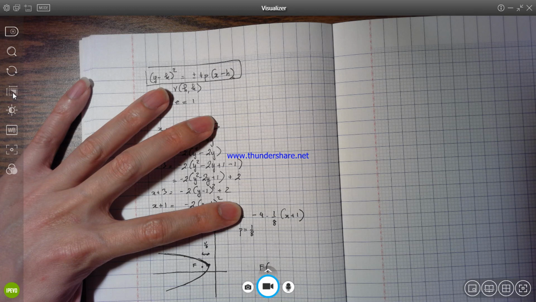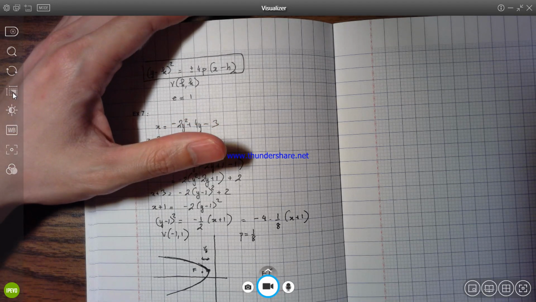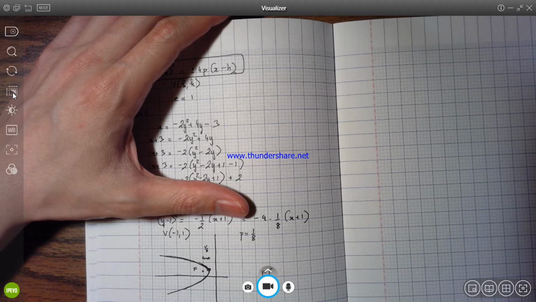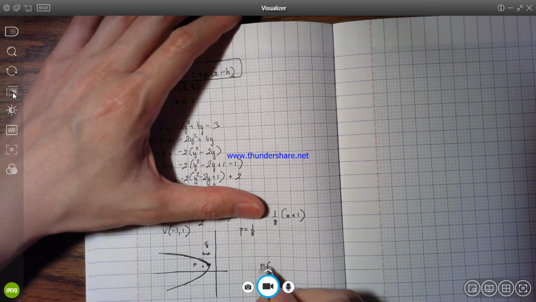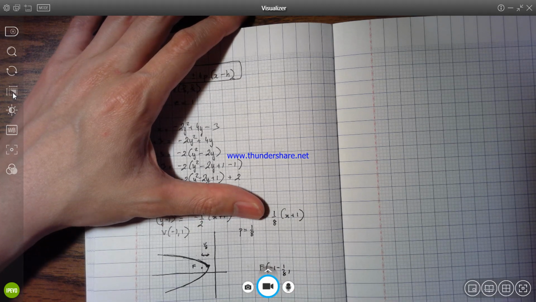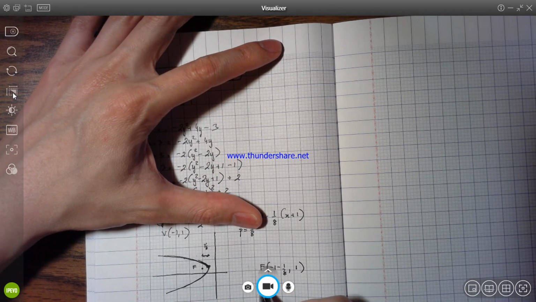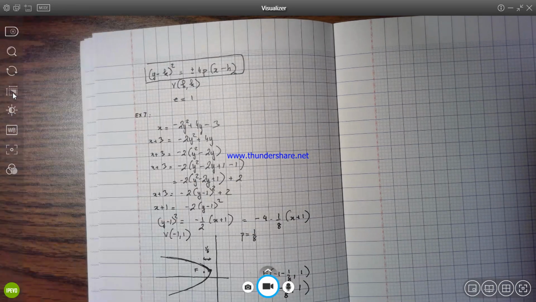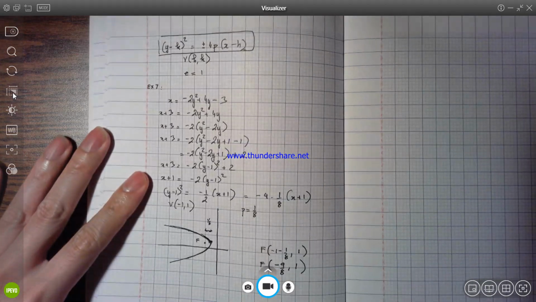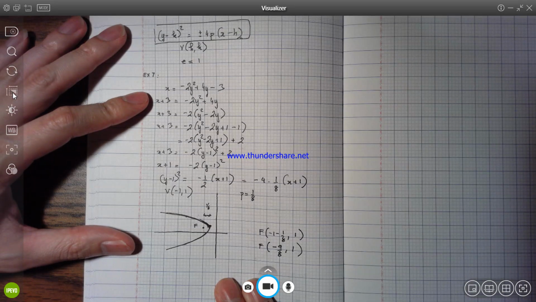Okay, then I can get the coordinate of F. The y component will be 1, and the x component will be -1 minus 1/8. Okay, then my F will be -9/8 and 1. Okay, so that is the coordinate of the focus.